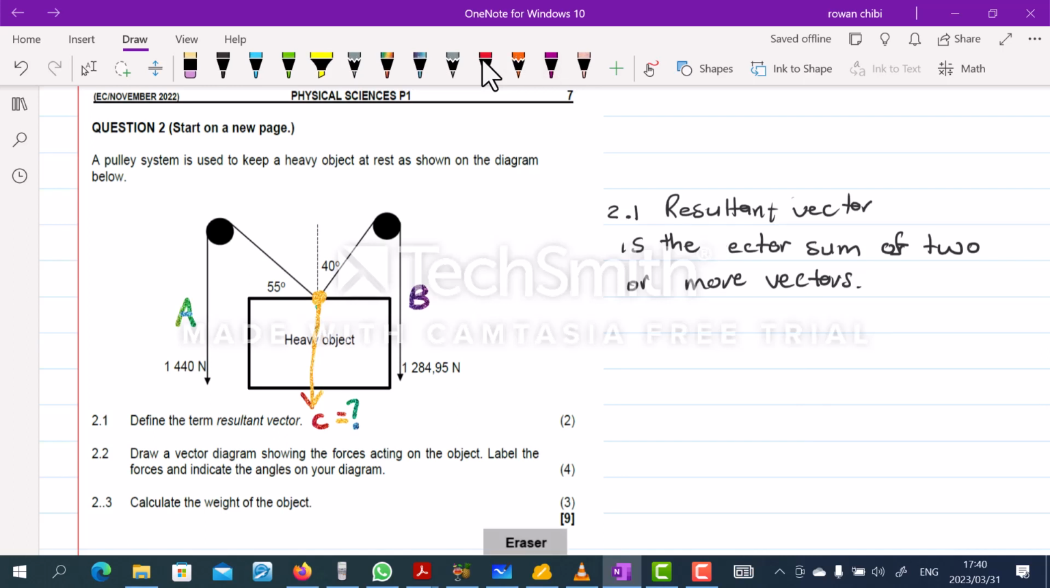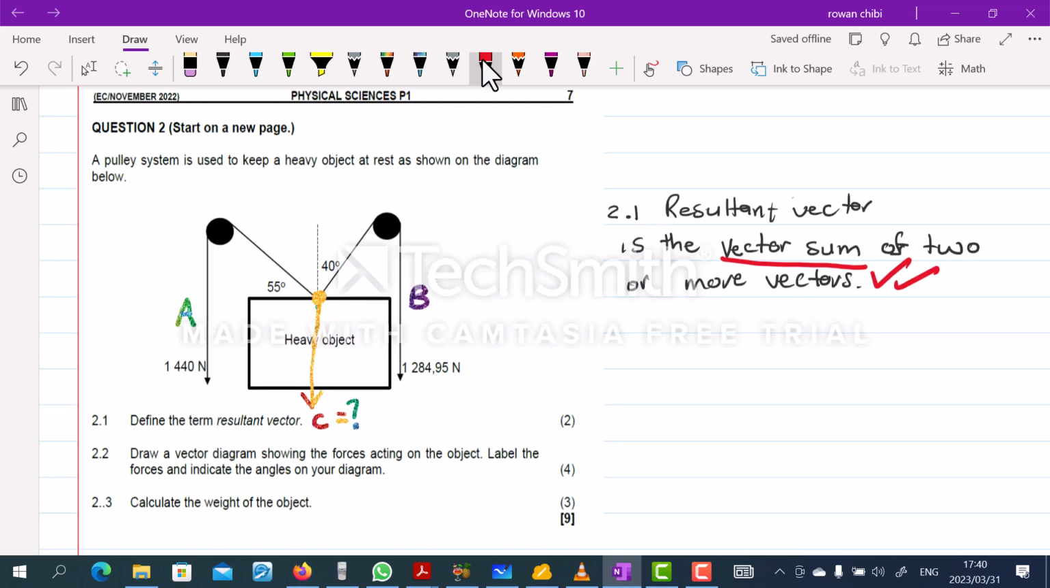Okay, let me change the color. So I'm going to highlight now this part, which is very important, the vector sum. That word is very important. That's when they will give you the 2 marks, if you mention that the resultant vector is the vector sum of 2 or more vectors added together. So that's according to your exam guideline.